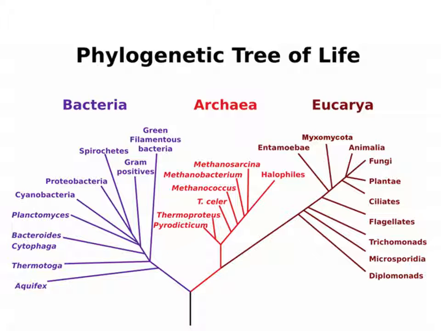On the left, you see bacteria, which are prokaryotic cells. In the middle, you see the archaea, which are like bacteria and are prokaryotic cells. And on the right, you see the eukarya, which are eukaryotic cells and provide most of the life that we see around us, like plants and animals. Humans exist in this small group called Animalia.